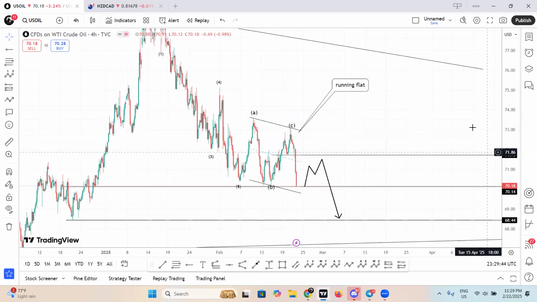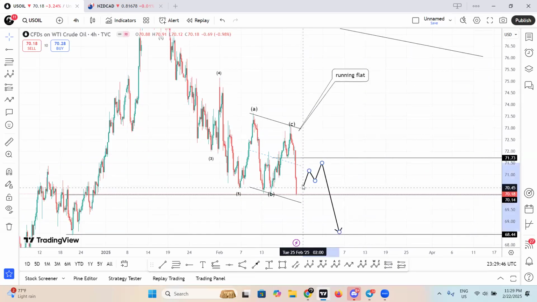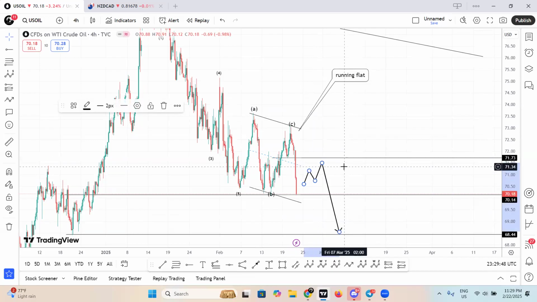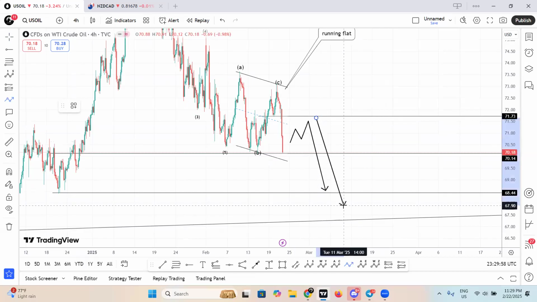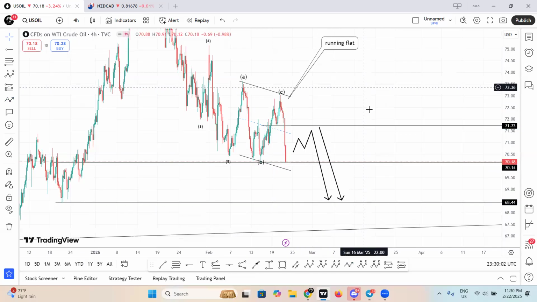This is what I'm expecting next week, and this is what I'll be willing to trade next week. A correction to the upside, then another down. I won't focus on the correction to the upside. I will only be concerned about the down movement. This move to the downside is the move I will be willing to trade personally.